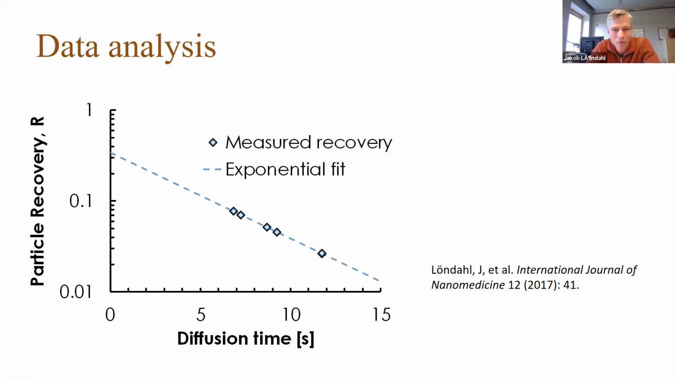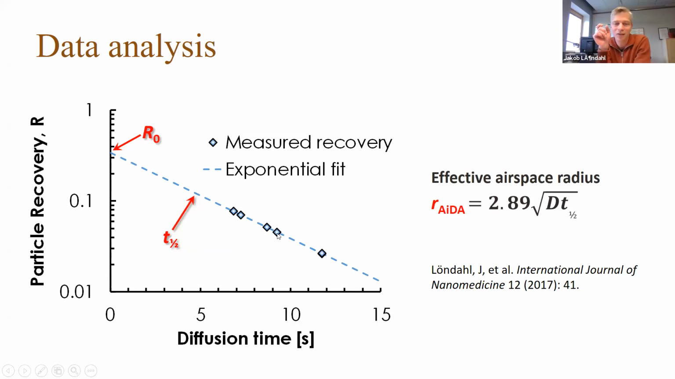And with a bit of mathematics, which you can read about in the paper, the half-life time, I assumed it was directly related to the radius of the alveoli. And so the line is basically described by two numbers: the slope of the line and the starting point, R0. And by looking at the slope, we made an equation to calculate alveolar dimension. This was a hypothesis that there was a direct relationship between the slope of this line and the particle recovery and the size of the alveoli.